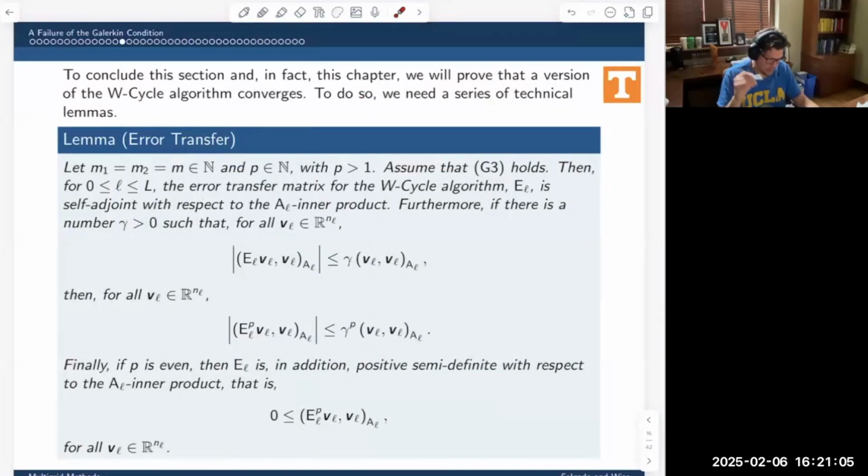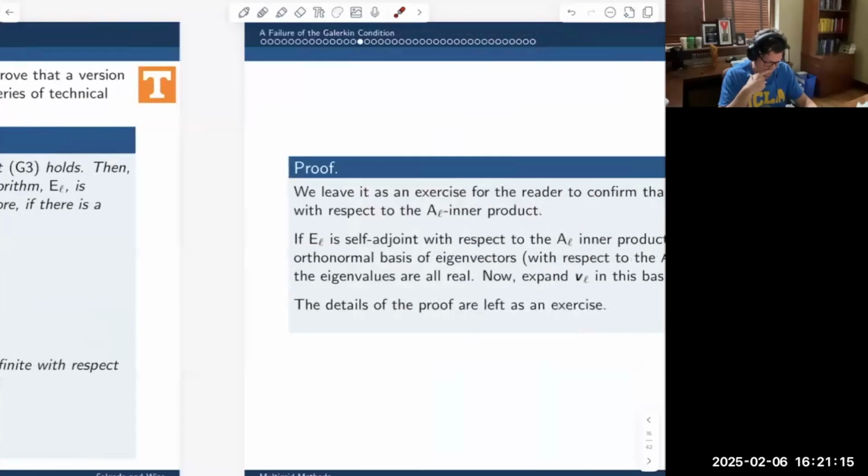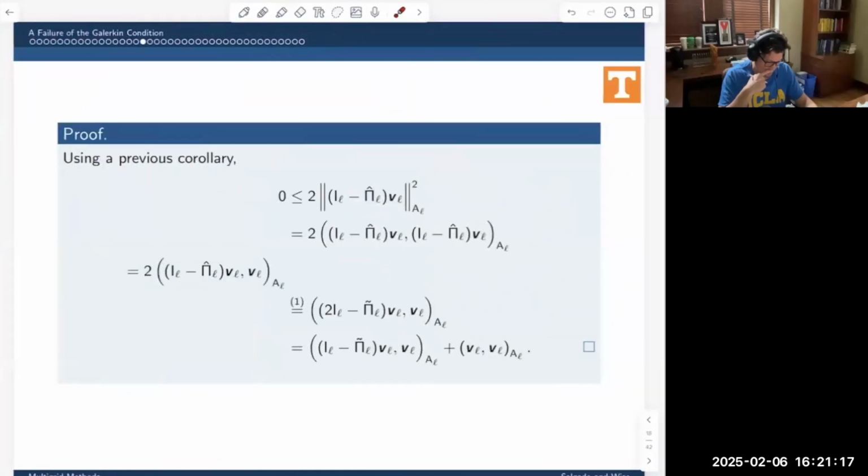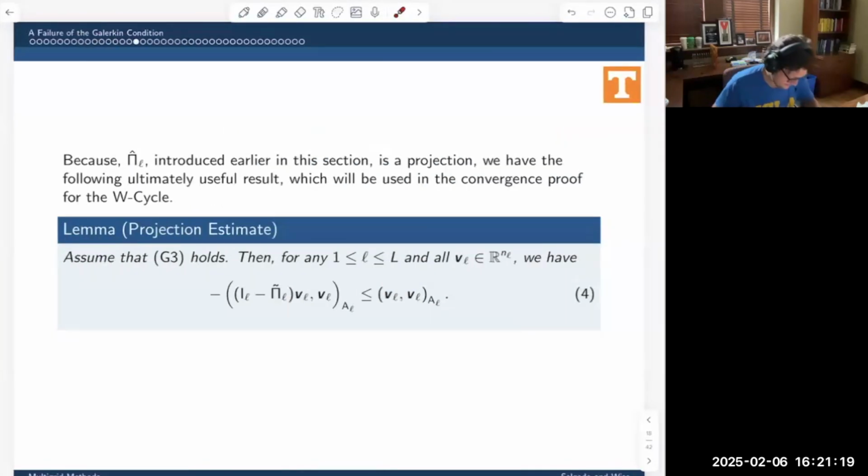I had an error here that I want to mention. That's strange, I thought I fixed that. Okay, I know what's wrong.